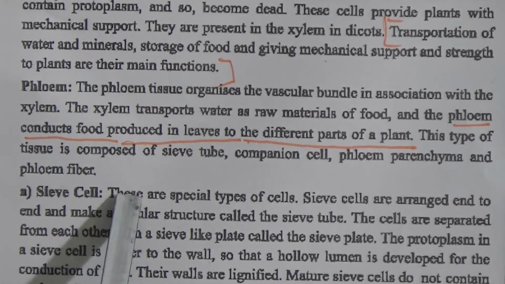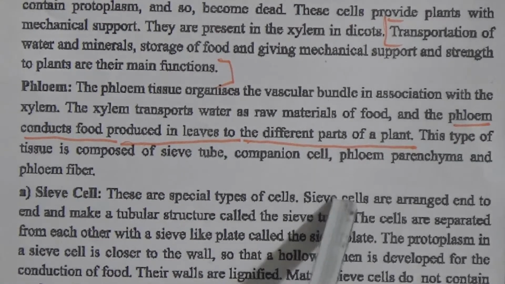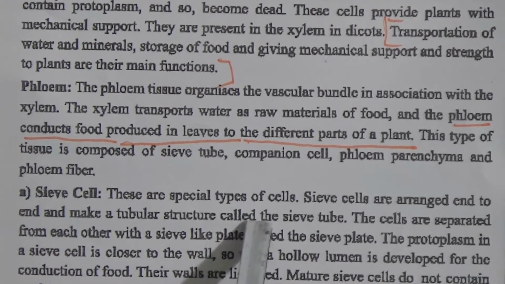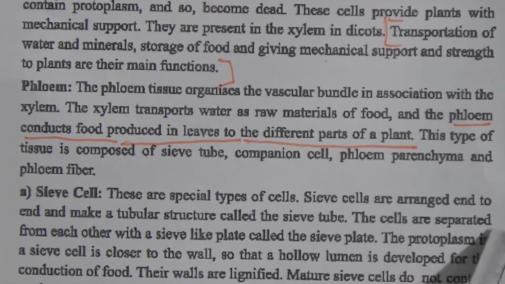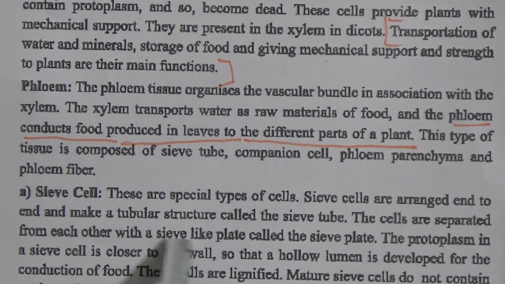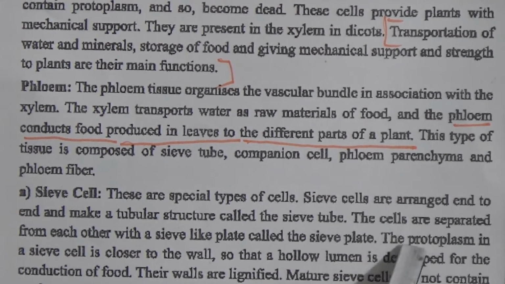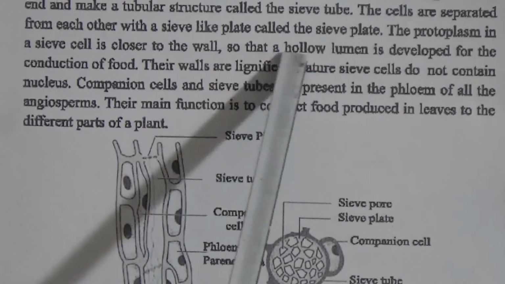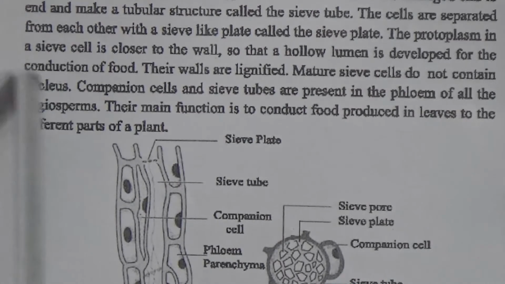Now come to the sieve cell. These are special types of cells. Sieve cells are arranged end to end and make a tubular structure called the sieve tube. The cells are separated from each other with sieve-like plates called sieve plates. The protoplasm in the sieve cell is closer to the wall, so that a hollow lumen is developed in the sieve cell.